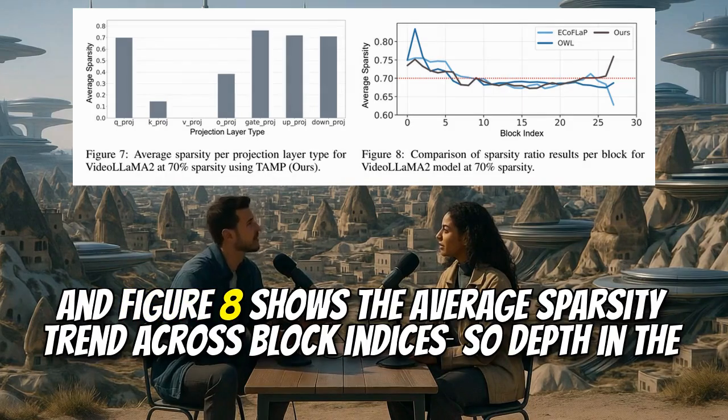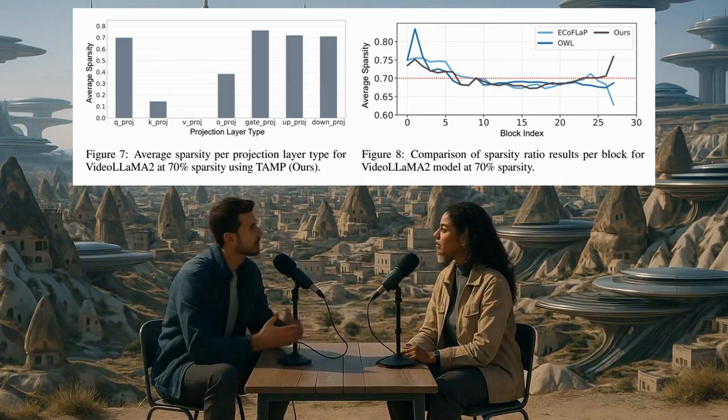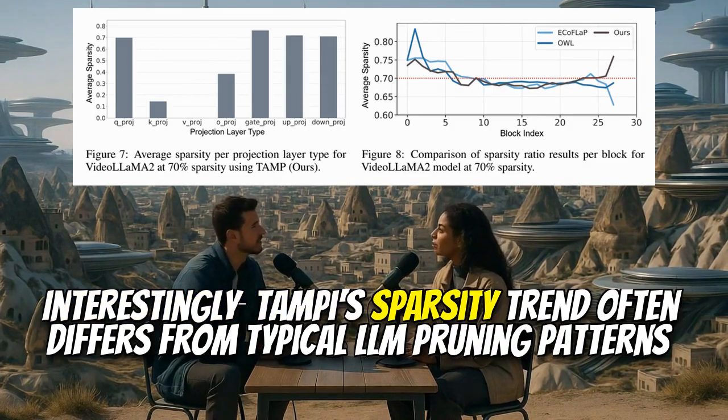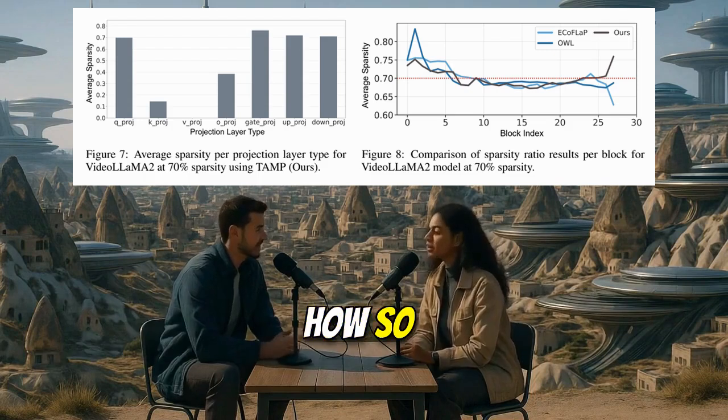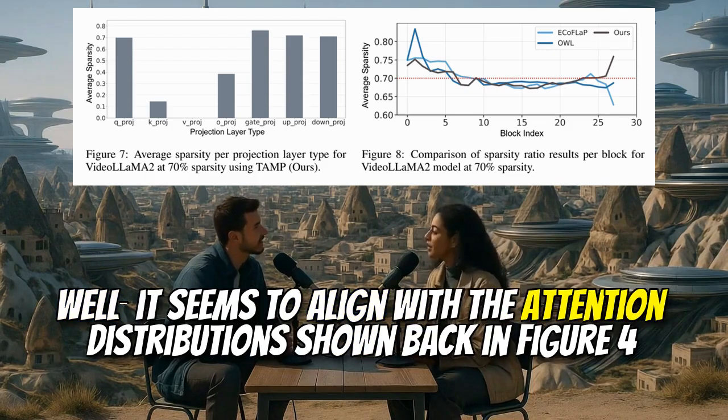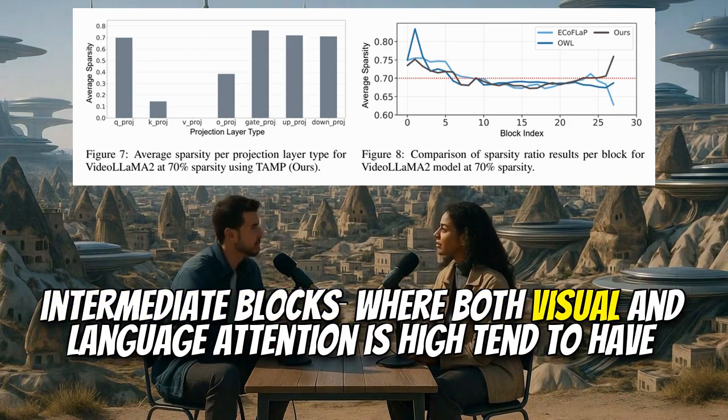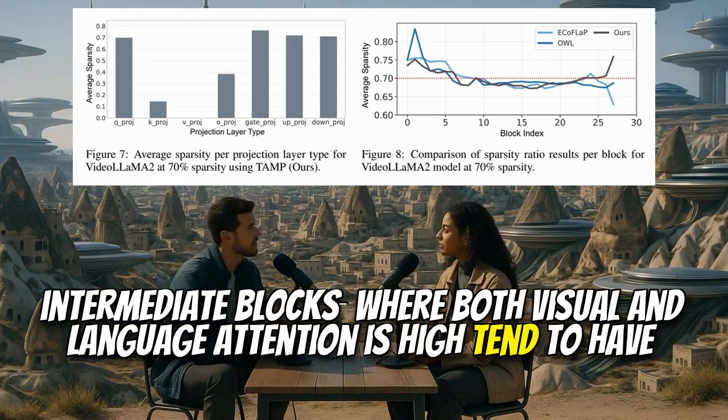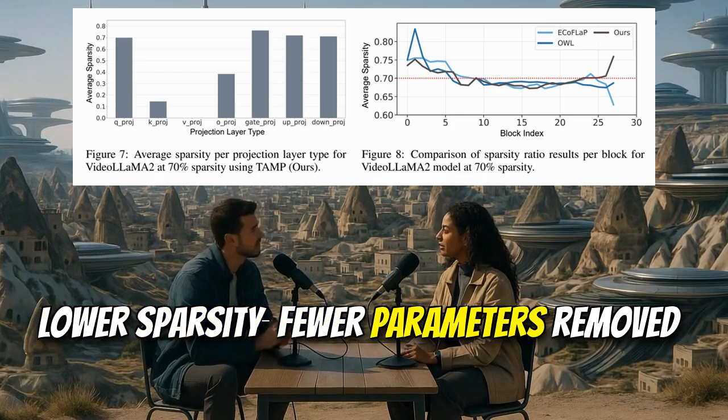Exactly. And Figure 8 shows the average sparsity trend across block indices, so depth in the network. Interestingly, Tamp's sparsity trend often differs from typical LLM pruning patterns. How so? Well, it seems to align with the attention distributions shown back in Figure 4. Intermediate blocks, where both visual and language attention is high, tend to have lower sparsity, fewer parameters removed.